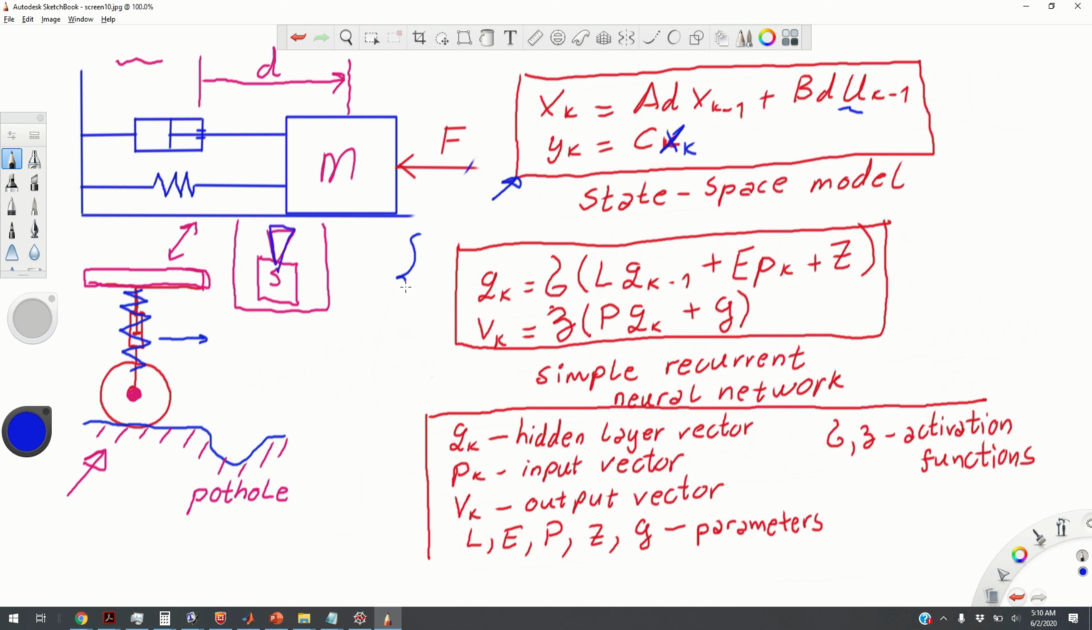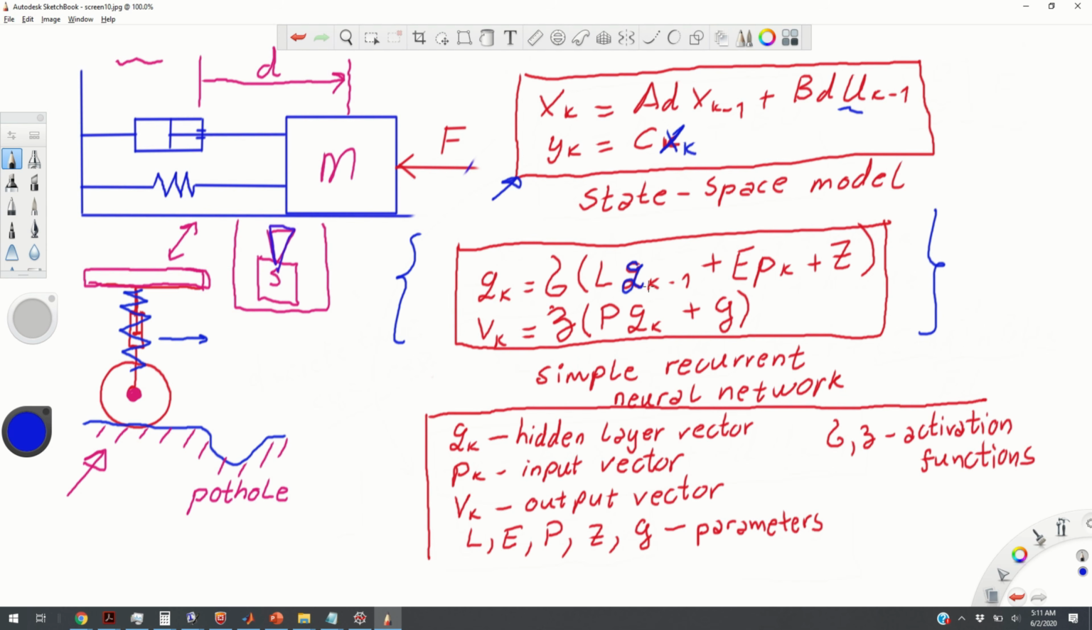Now, here comes the main part. What you can see over here is a simple recurrent neural network. Now, notice the similarities between your state space model and the simple recurrent neural network. So what are the similarities? First of all, a simple recurrent neural network is, similarly to a state space model, a recursive relation between, I would dare to say, the states.